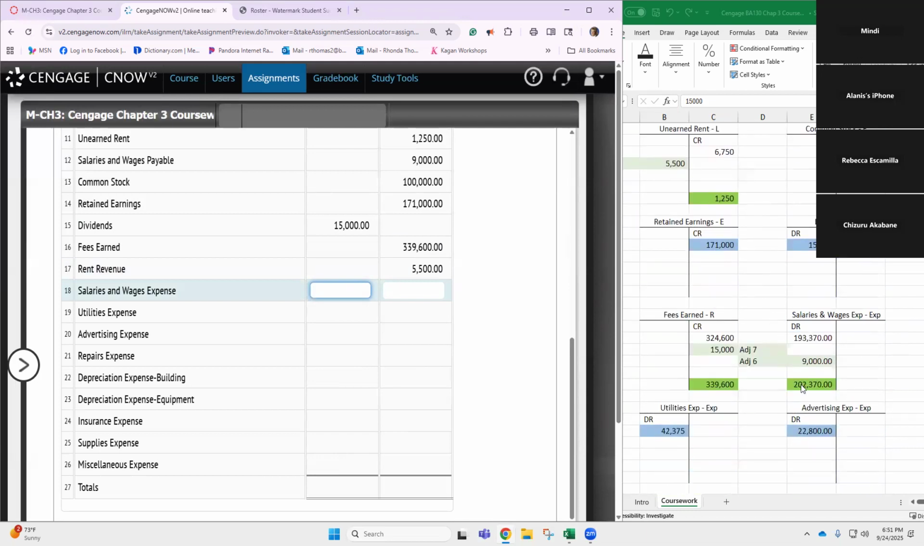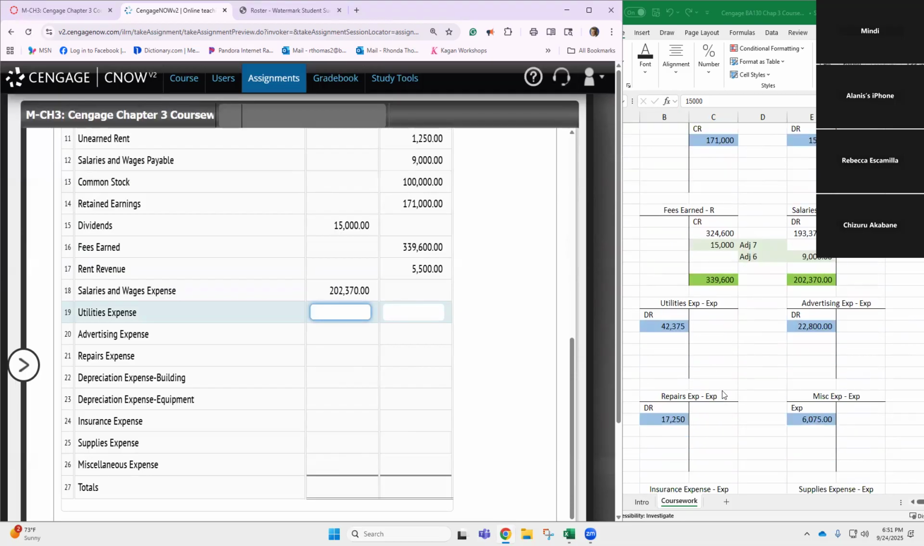Salaries and wages expense started with a balance. We added an adjustment of $9,000, so now we have 202,370. Okay, utilities expense was not adjusted, so you just simply put the balance in. Advertising expense was not adjusted, just simply put the balance in.